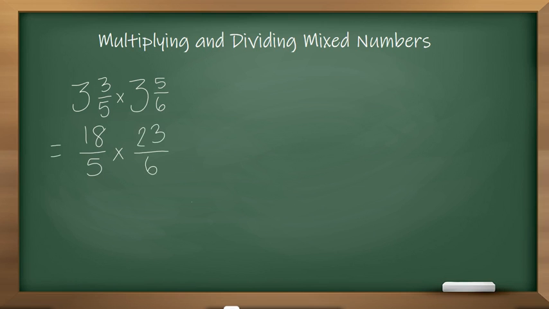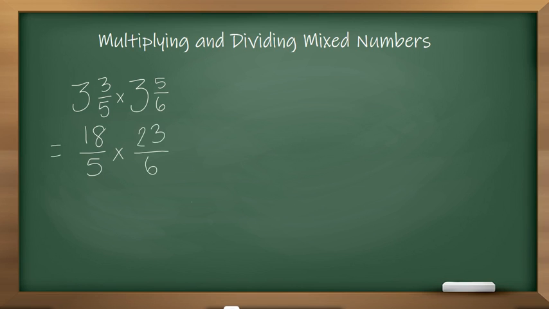Next we're going to multiply. So I'm going to multiply my numerators and multiply my denominators. So 18 times 23, that's a fair bit. I could break it down a lot of different ways probably. I think what I'm going to do is multiply 18 by 20 and then 18 by 3. So I know that 18 times 20, well I could do 18 times 10, which is 180. So 18 times 20, because 20 is double 10, should be double that. So 18 times 20 should be 360.